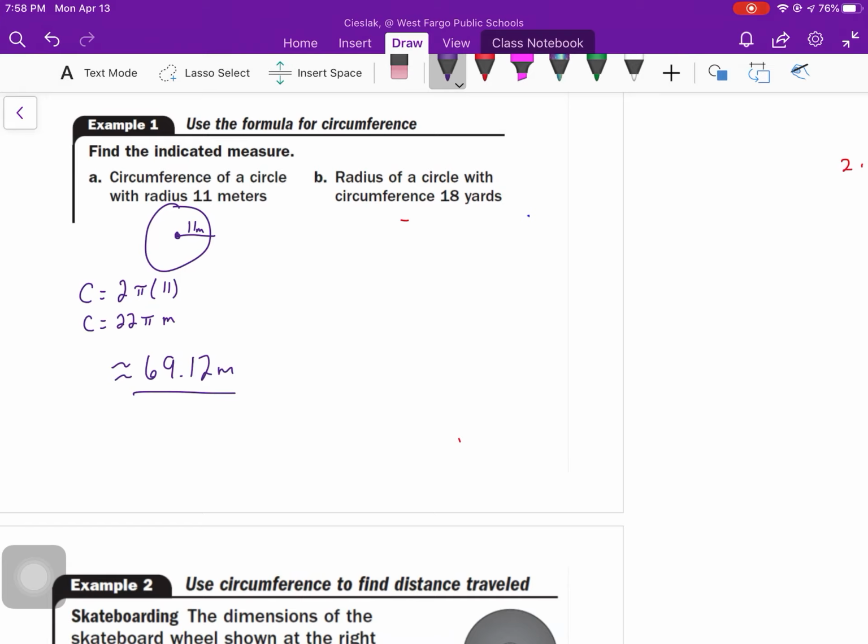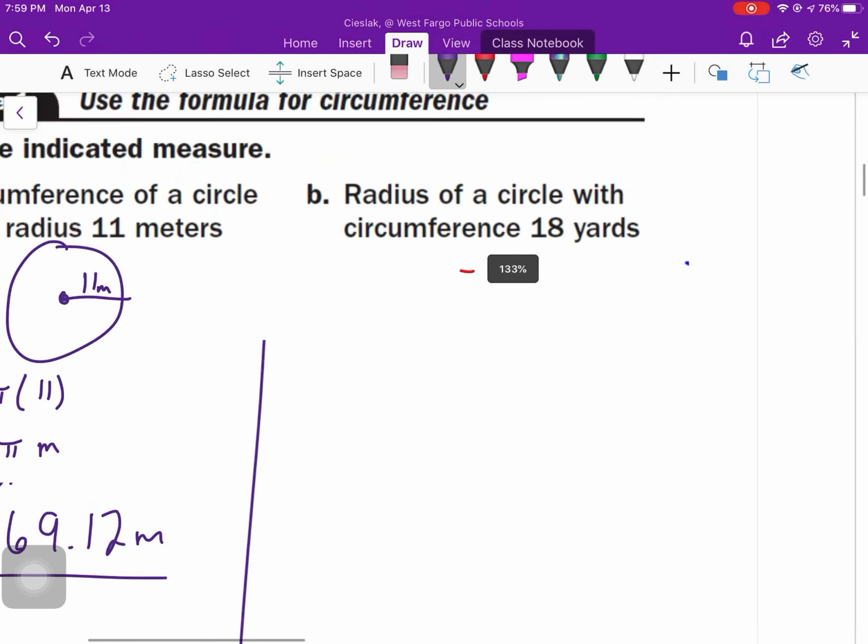Okay, 69.12 meters. One thing I do want to mention, guys, you cannot use 3.14 for that. Every calculator that you look at, whether you're using your phone or a scientific or something on the internet, should have a pi button. So use that pi button. Typically, we don't actually type that in until the end if I'm asking you to round. Okay, but we don't want to approximate it as 3.14.